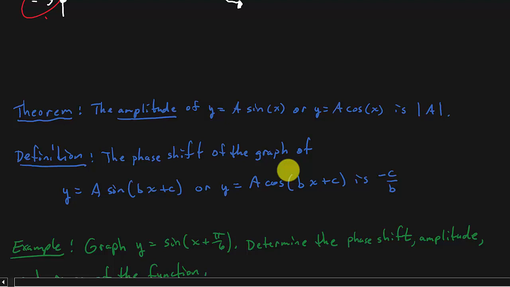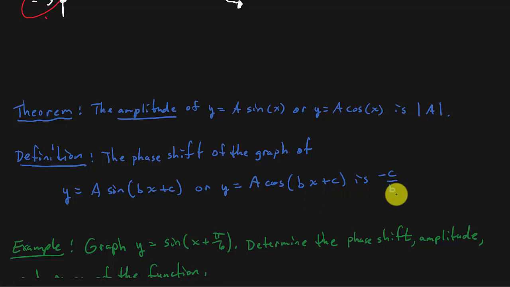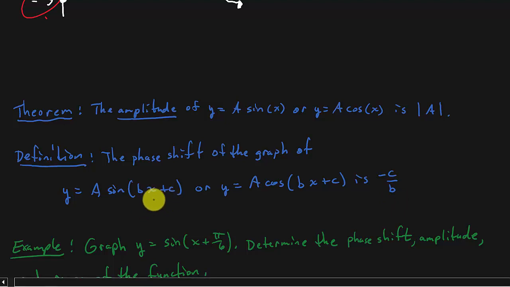All right, so now let's look at phase shift. So the phase shift of the graph y equals a sine of bx plus c or y equals a cosine of bx plus c is negative c over b. So the phase shift, that tells us how much we move the graph left and right. All it is, it's just negative c over b. Whatever c is, it's negative c, and then b. So the c would have the opposite sign of what you see here, and then you would put b underneath, and that tells you how much it moves left and right.